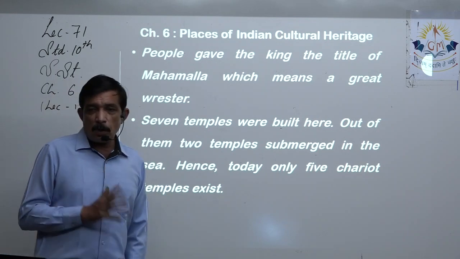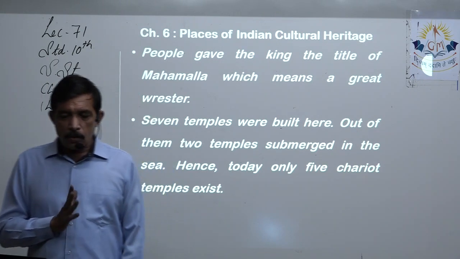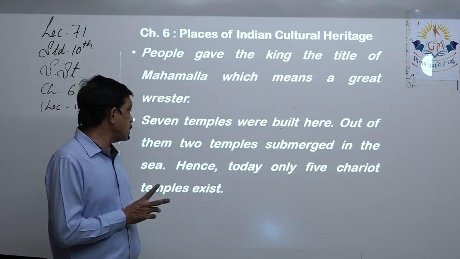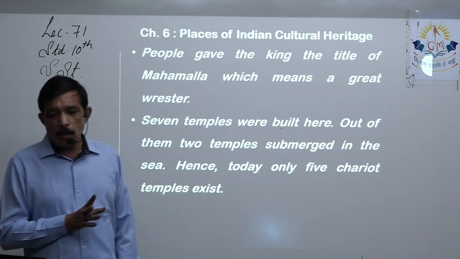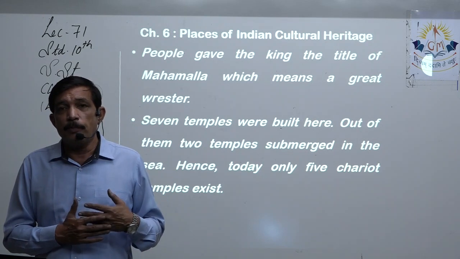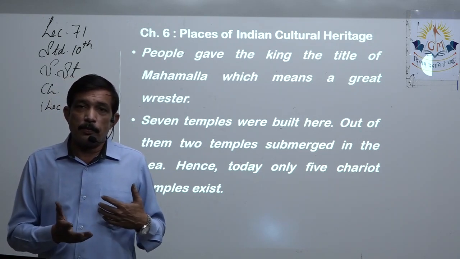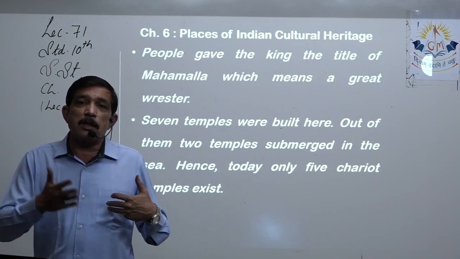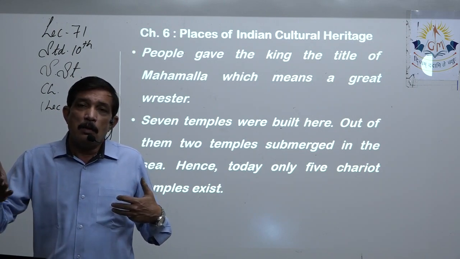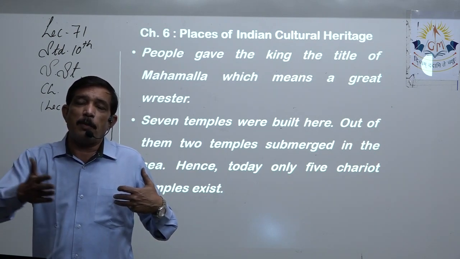Seven temples. The most important thing over here is that seven temples were built here. Out of them, two temples submerged in the sea. Hence, today only five chariot temples exist. We have already seen that Mahabalipuram is on the coast. So the sea is advancing towards the land, and earlier it was quite far away, but now the sea is occupying many parts of the land.